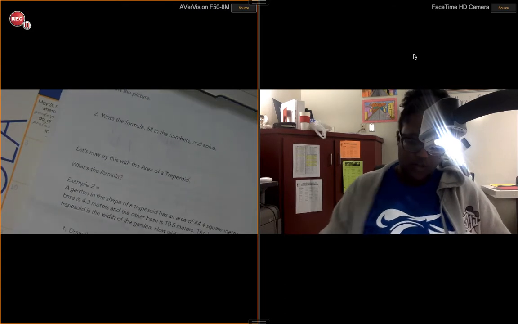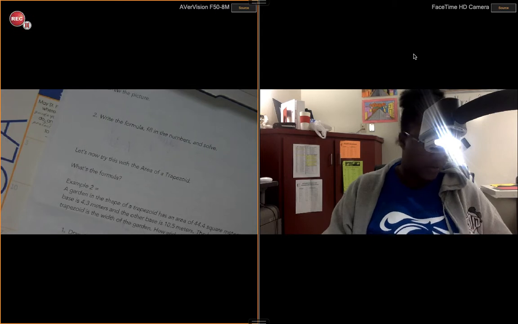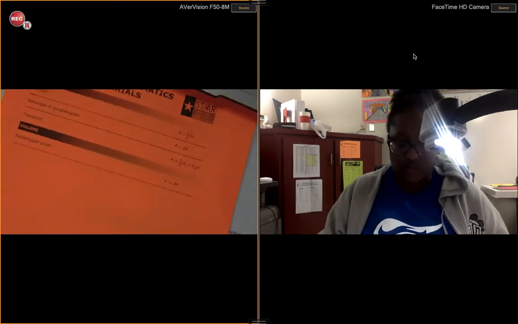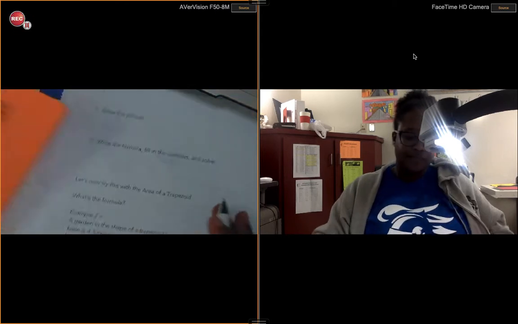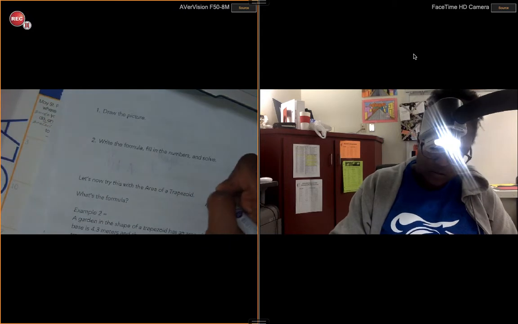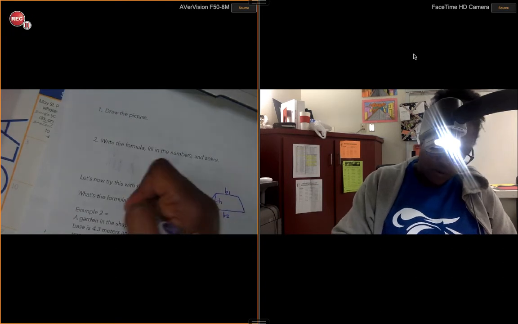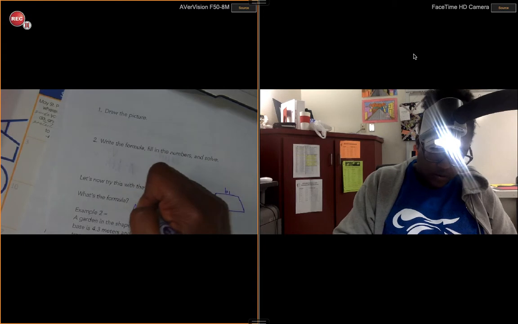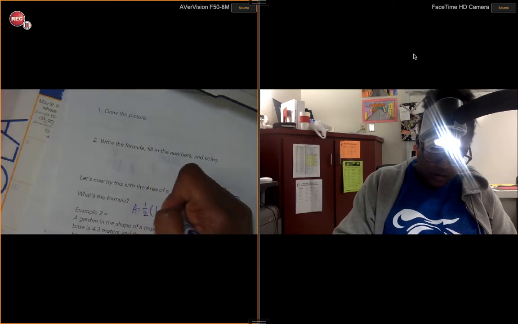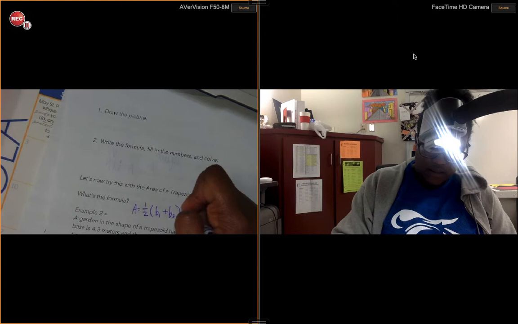Okay, so now we're going to find the area of a trapezoid. The area of a trapezoid is very interesting. It's going to be this one right here, and I'm going to draw the trapezoid. Usually the trapezoids will have this as its height, this will be base 1, and this will be base 2. So our formula is A equals 1/2 base 1 plus base 2, and then our height.